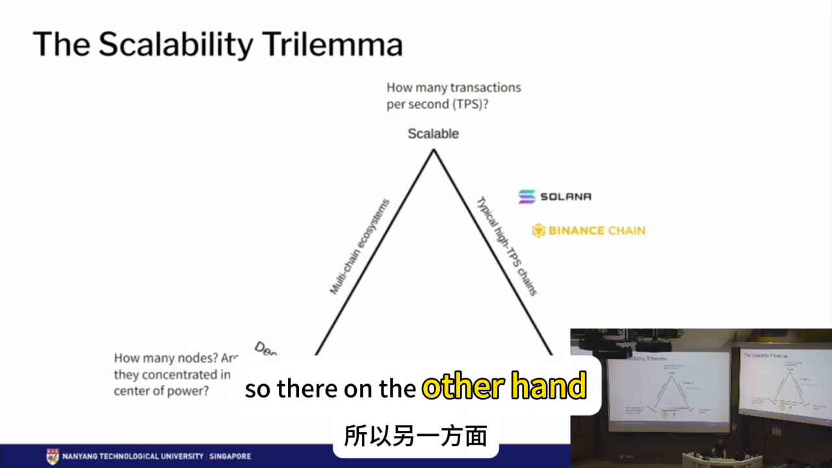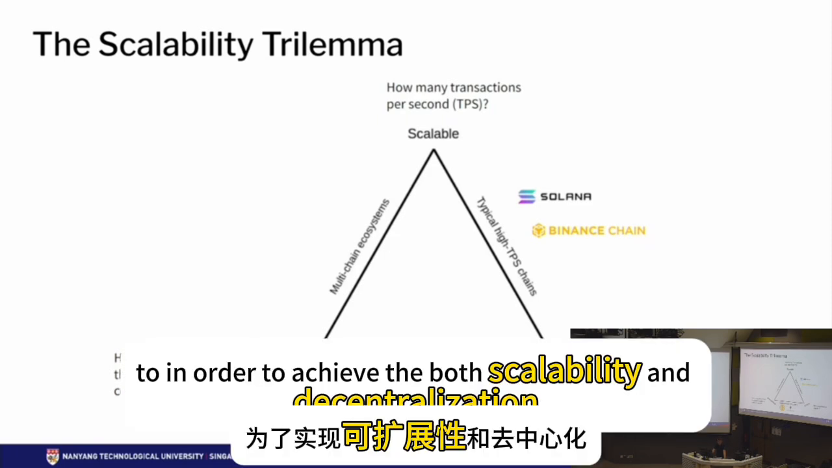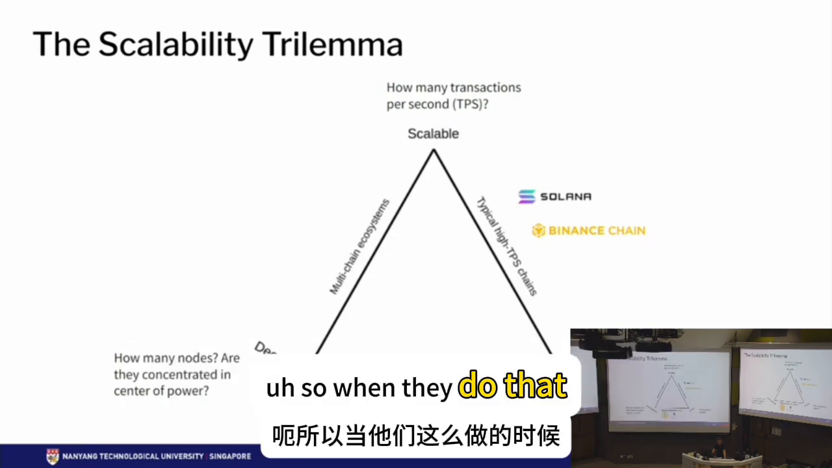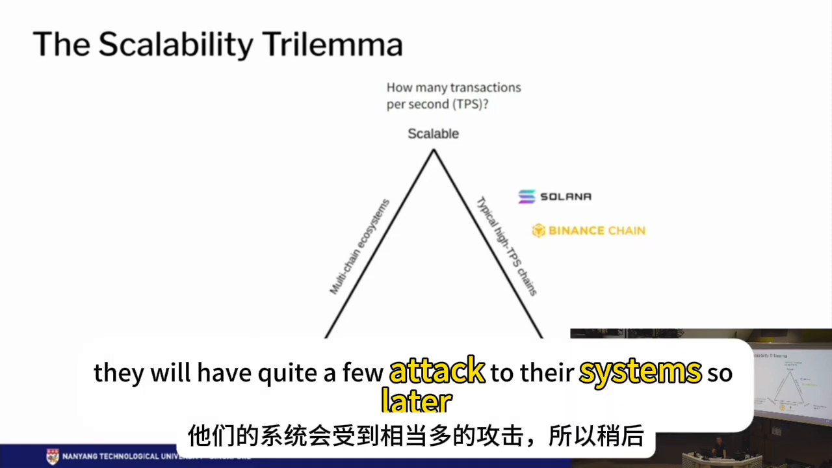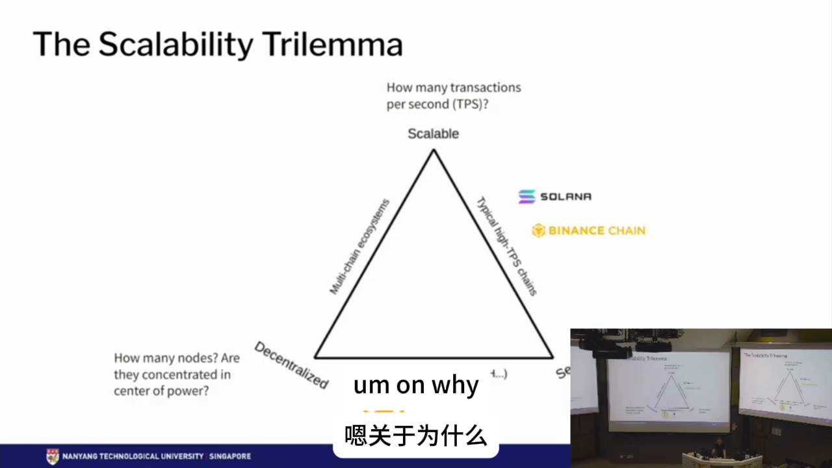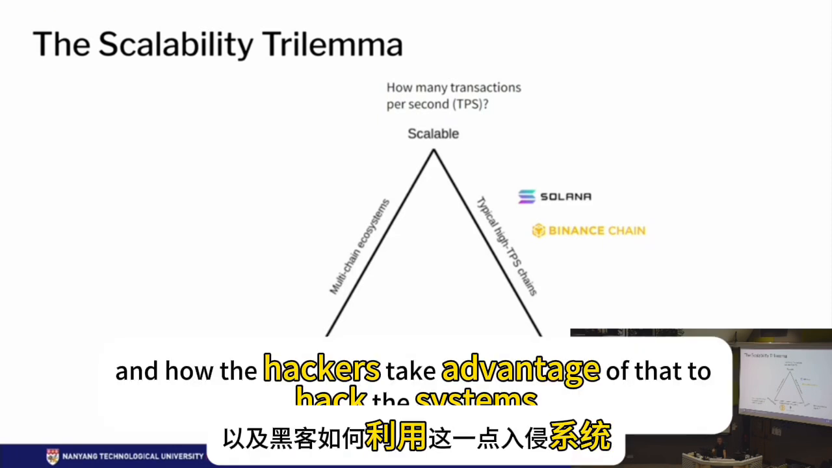On the other hand, there are companies that, in order to achieve both scalability and decentralization, sacrifice security. When they do that, they have quite a few attacks on their systems. So later on, I'm going to show you typical examples of why that's the case and how hackers take advantage of that to hack the systems.